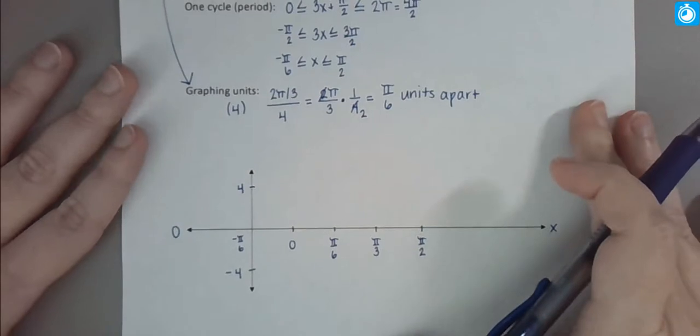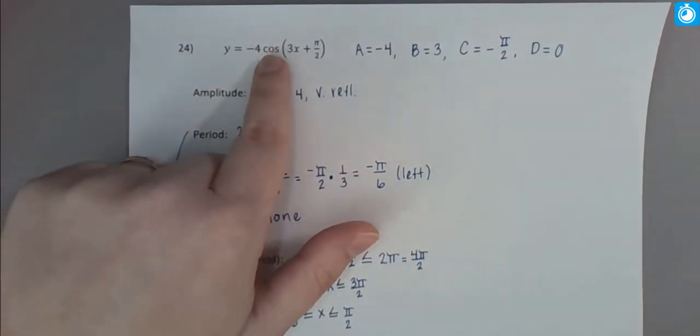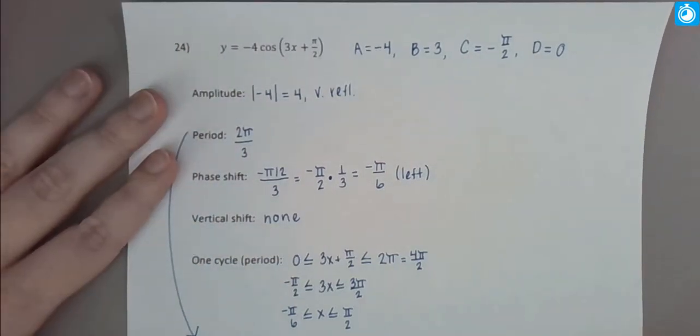So all we need to do now is make sure we know which function we're graphing. We're graphing the cosine function, and then we put in the key points for that cosine graph. Now remember, cosine is going to start at its maximum. It drops down to its central line at 0, goes down to its minimum, back to the central line, and then back to the maximum. But don't forget, we have a vertical reflection here.